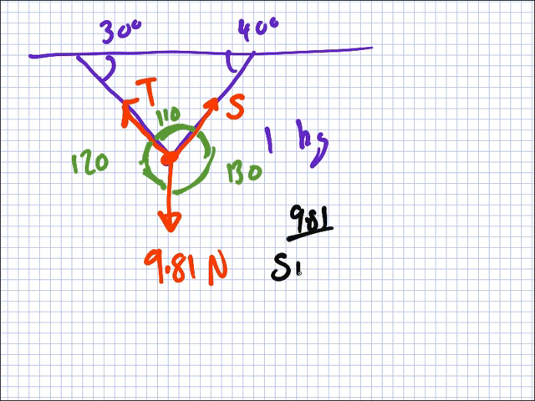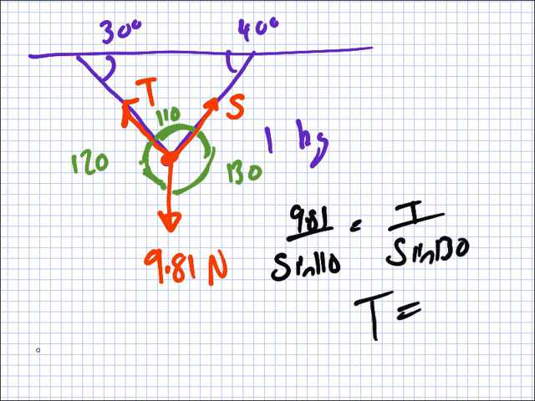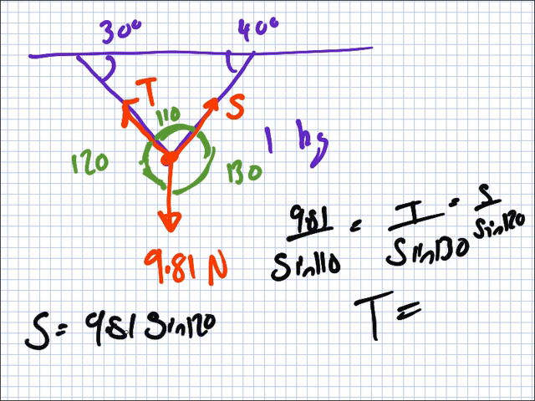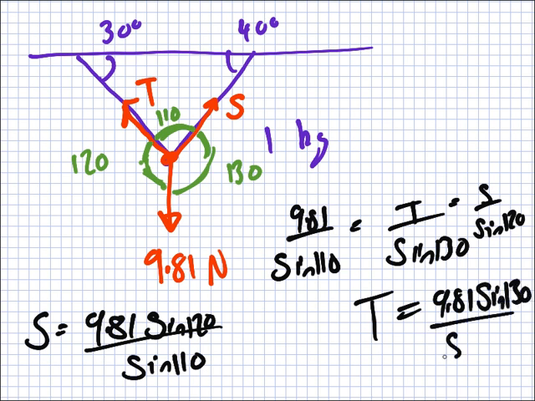So you can say 9.81 over sine 110 equals T over sine 130. So you can easily get the T. Likewise, you can say this is equal to S over sine 120. So you can easily get the S. S will be 9.81 sine 120 over sine 110. And T would be 9.81 sine 130 over sine 110. So, what's the T and what's the S now?